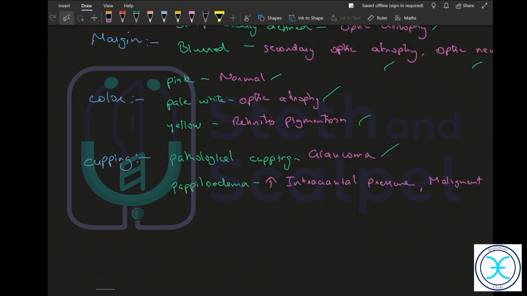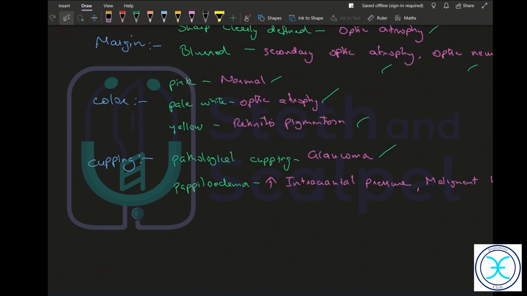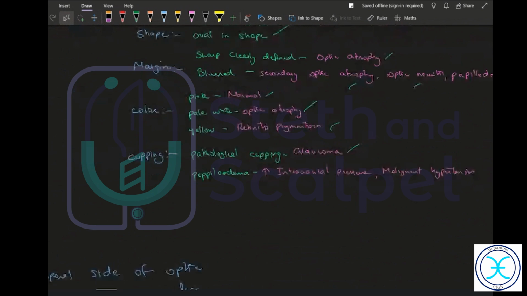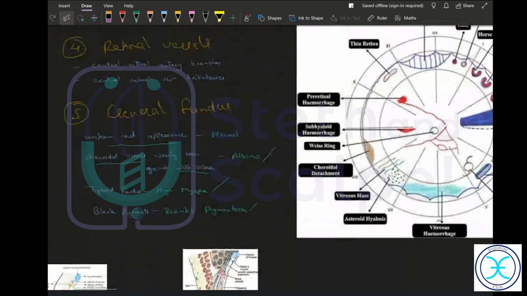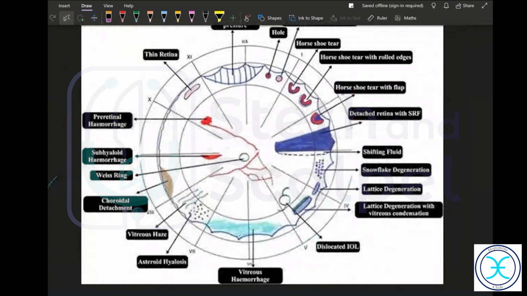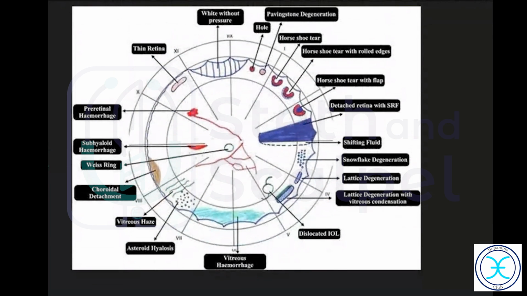Pathological cupping is seen in glaucoma, and also in papilledema, in any case of increased intracranial pressure. Other than that, these are the various pathological findings you can see in the fundus. If you can pick up any one and tell me in which condition it would be seen, it will be nice.